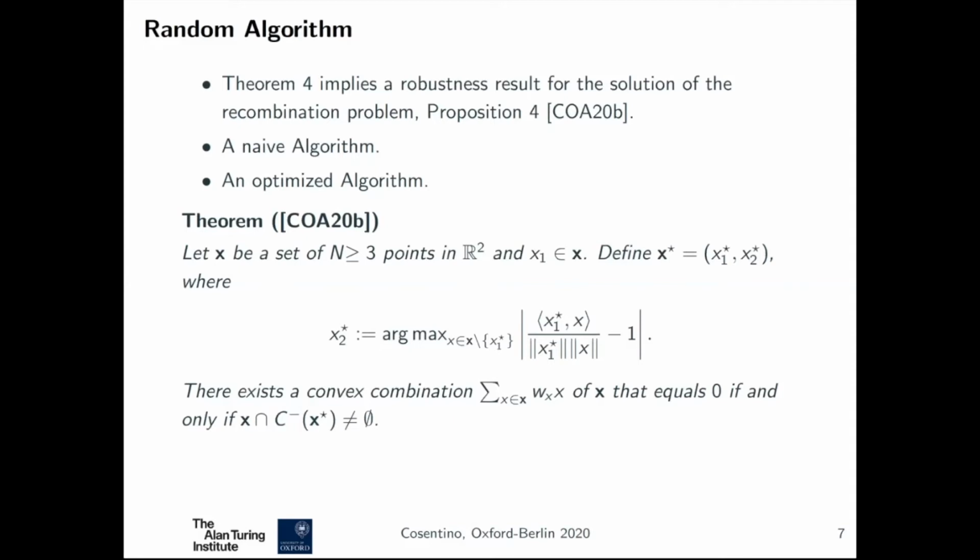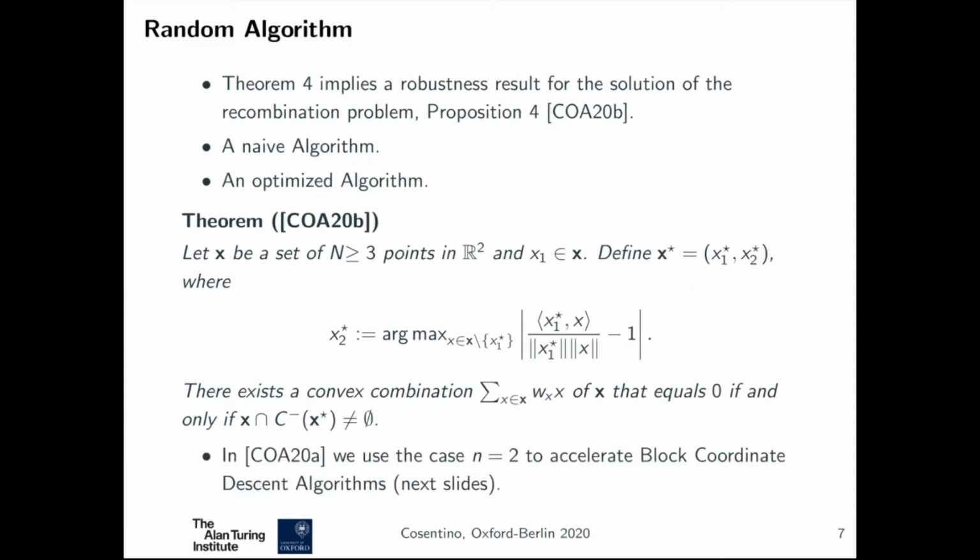Then we can say that 0, which was our barycenter, there exists a combination such that 0 is the barycenter if and only if there exists a point in the negative cone with respect to the basis we have just built. Although this is just for the case n equal to 2, we can use this to accelerate the block coordinate descent algorithm, as we will see.